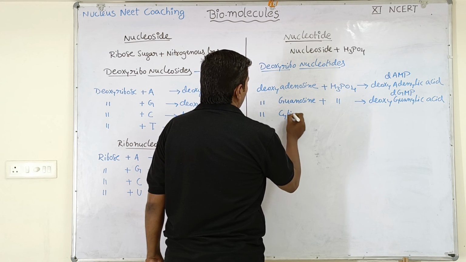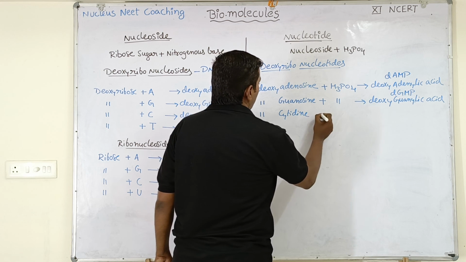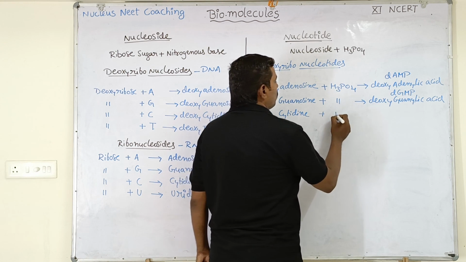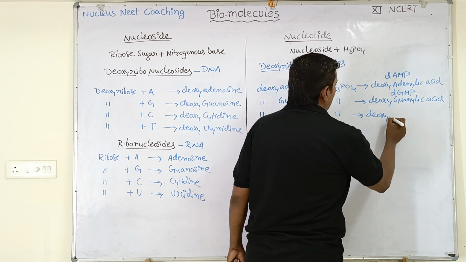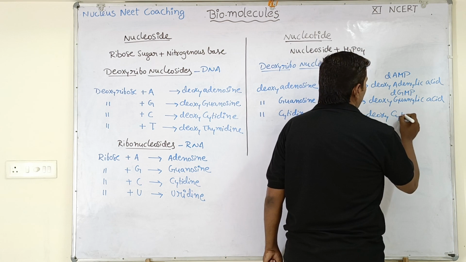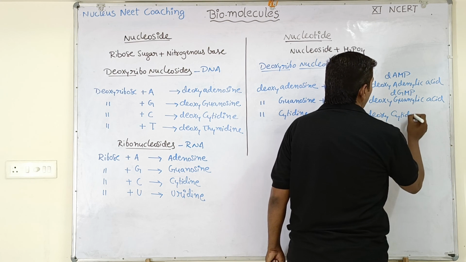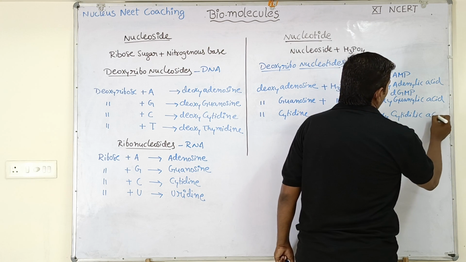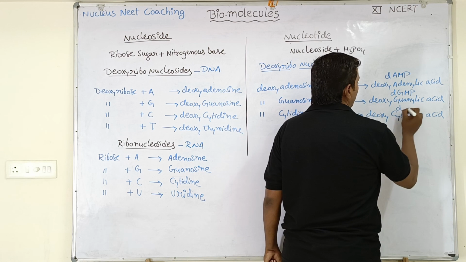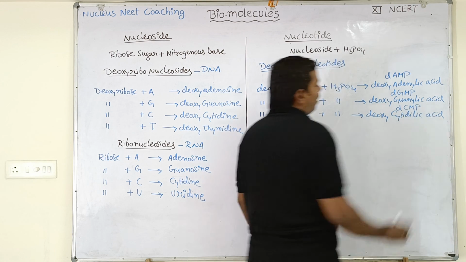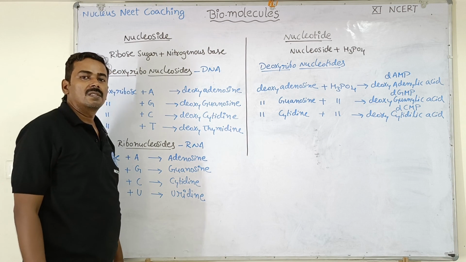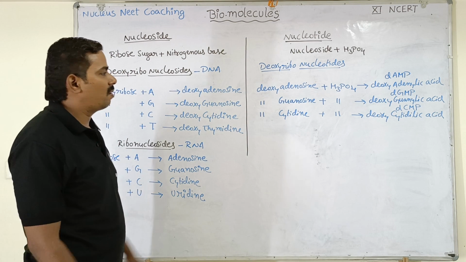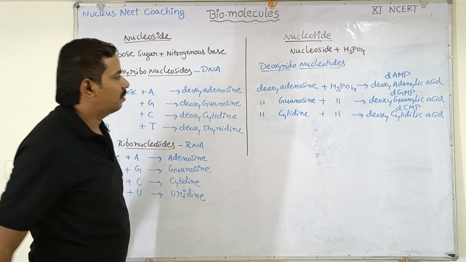Next, deoxycytidine. Deoxycytidine, when it combines with phosphoric acid, gives rise to deoxycytidylic acid. This is also called as DCMP. DCMP stands for deoxycytidine monophosphate.